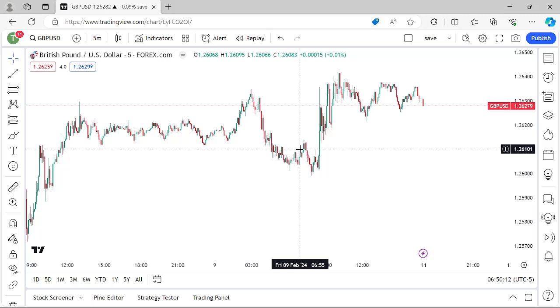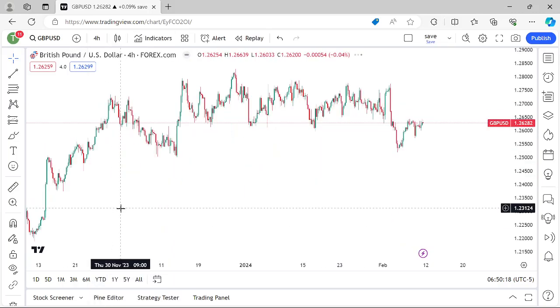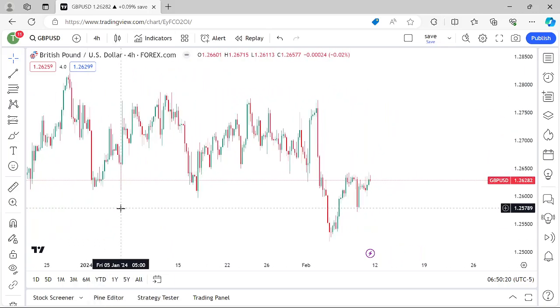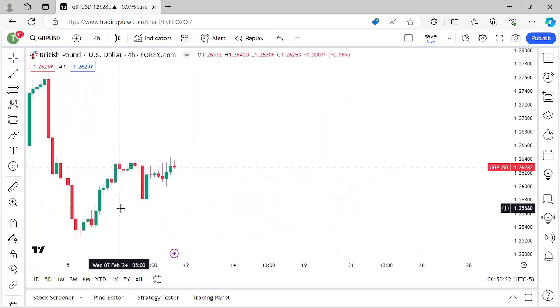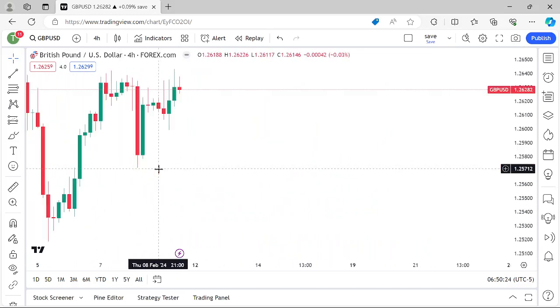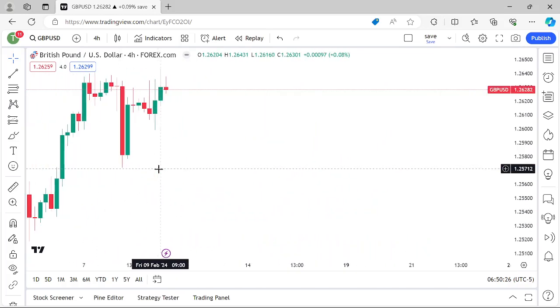Okay. So here's the market maker sale model on GBP USD Friday. The very first thing that I did when I got to my chart on Friday is identify my key point of interest. That's what you need to do first, because price needs a reason to have that move lower.